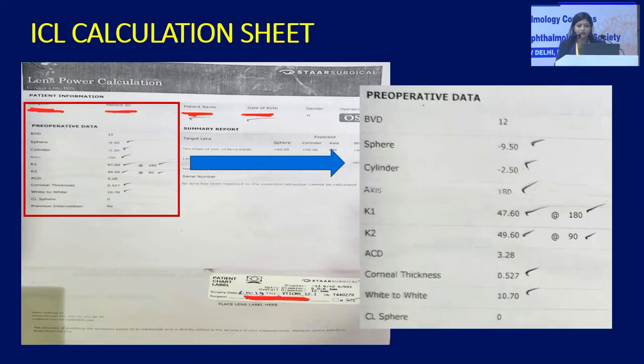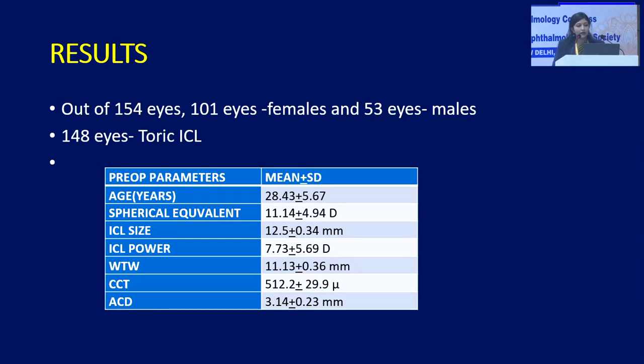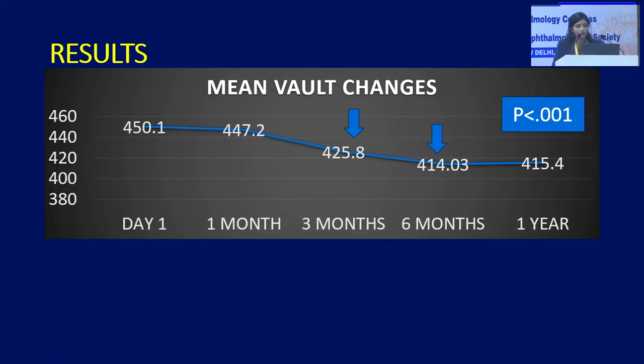This is how we calculated the ICL size and power with the preoperative data. We did the statistical analysis using SPSS version 25 software and the following tests. Of 154 eyes, 101 eyes were females and 53 eyes were males, and 148 eyes underwent toric ICL. This was the mean preoperative data which we found.